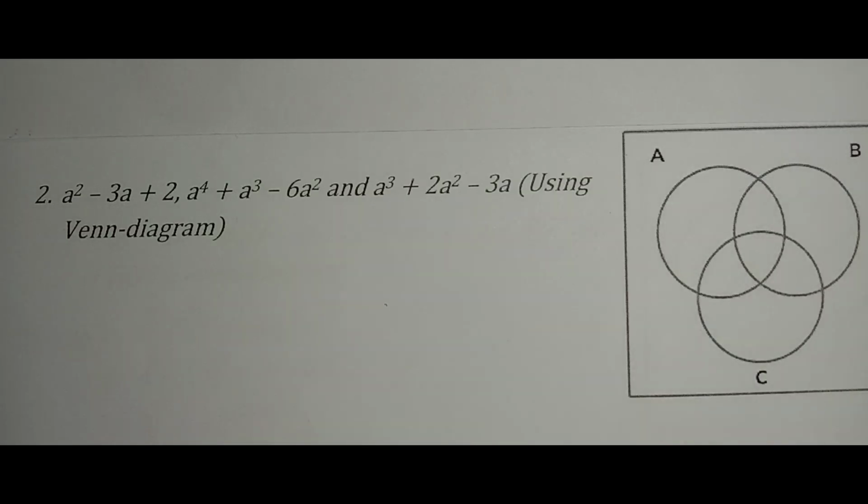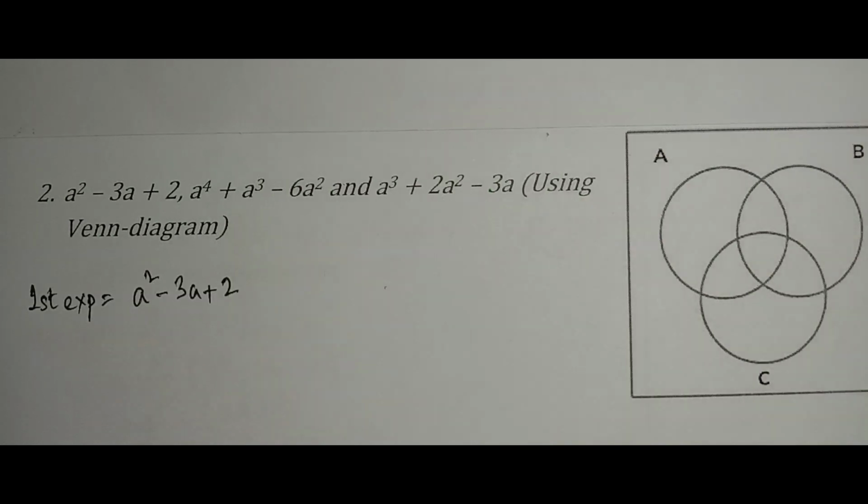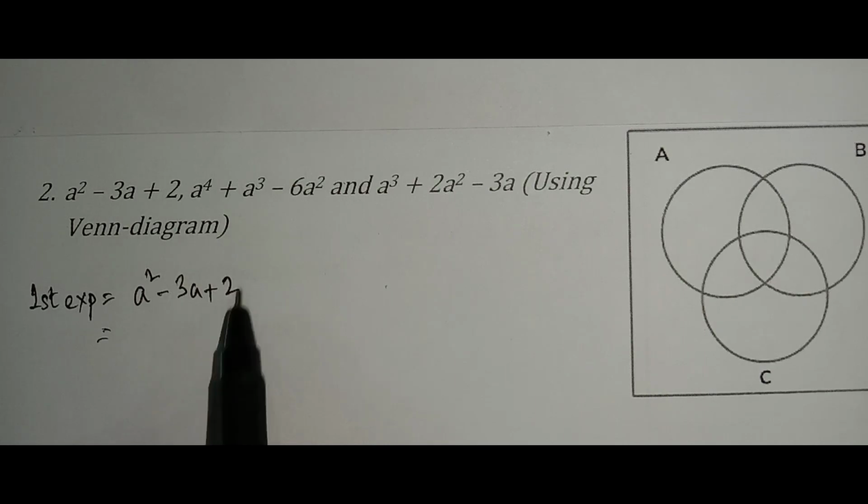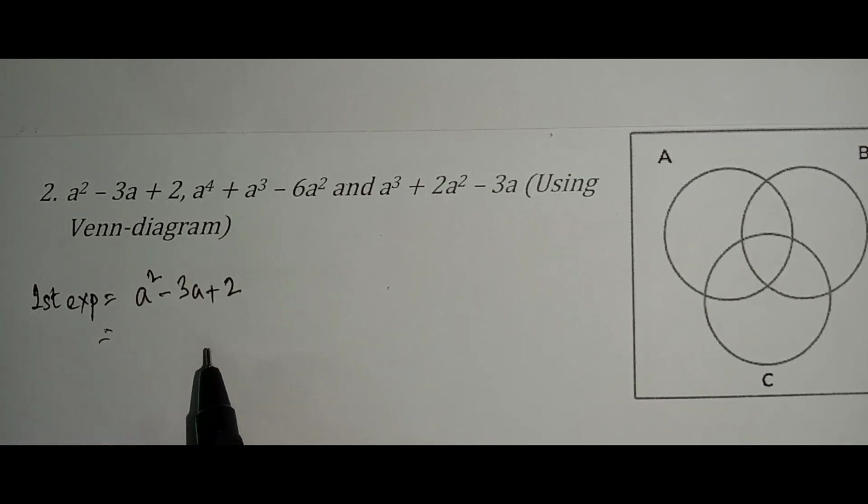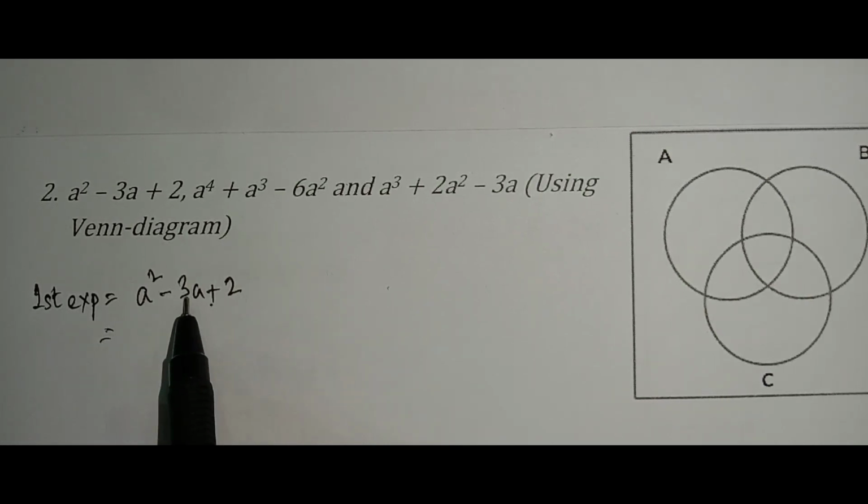Dear friends, let's check the second question. My second question is to find the LCM using the Venn diagram. Let's check the first expression. The first expression is a squared minus 3a plus 2. Let's factor it. The factors of 2 are 2 and 1, and adding them we get 3, so 2 plus 1 is 3.